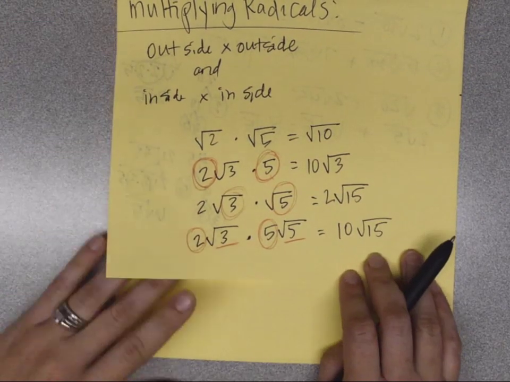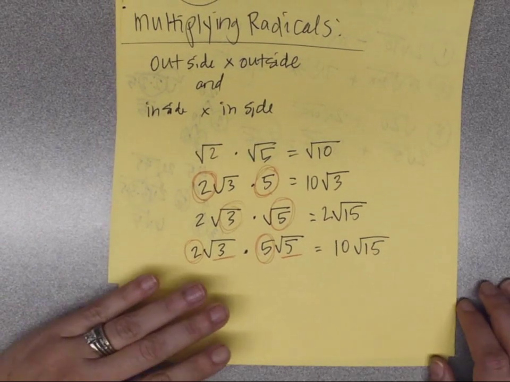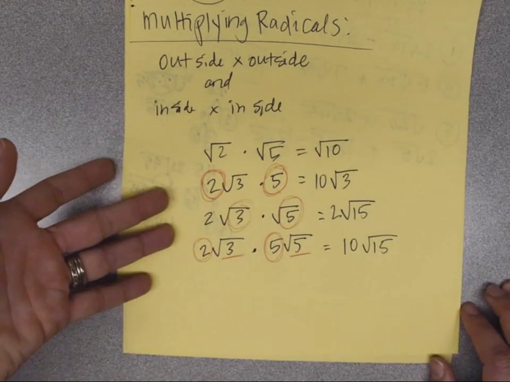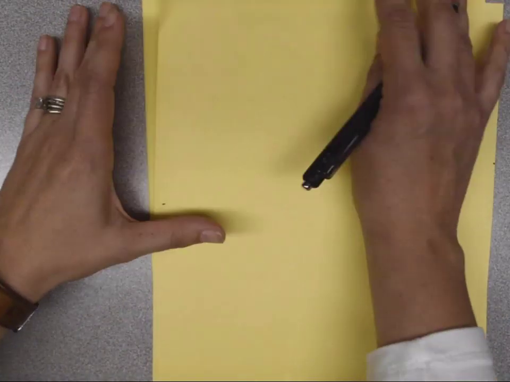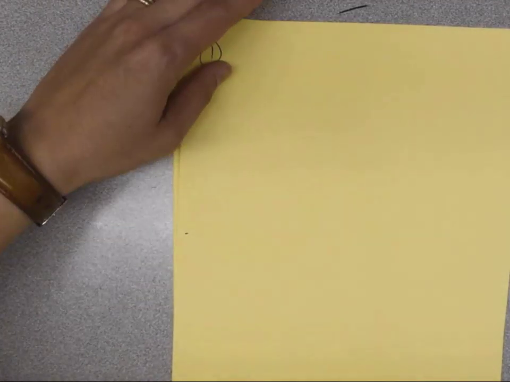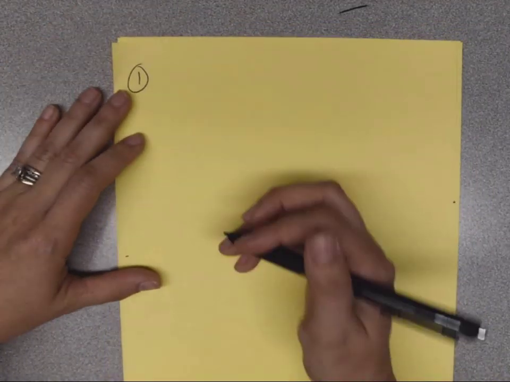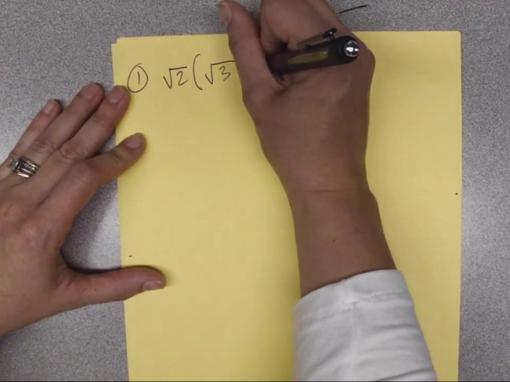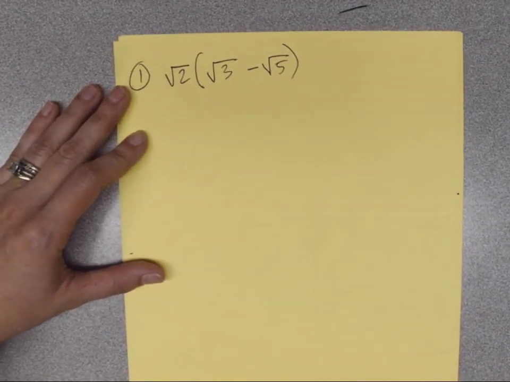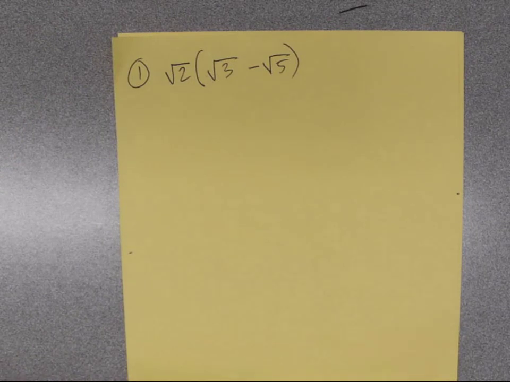Okay, so to do these problems, the only way this gets harder now, this is the idea. You just combine that with the idea of distributing. Okay, so if I had the problem, let me move this up over, there we go. The square root of 2 times the square root of 3 minus the square root of 5. So to multiply this, I'm going to distribute.